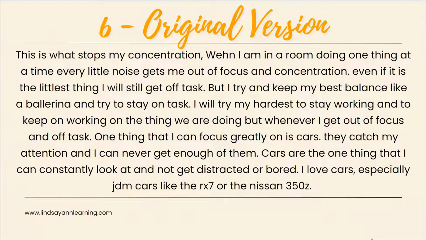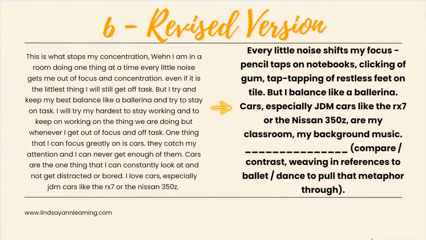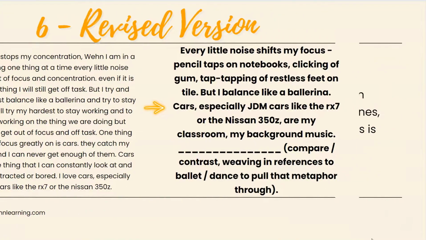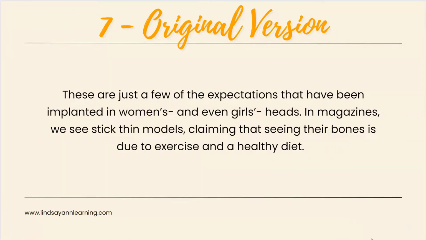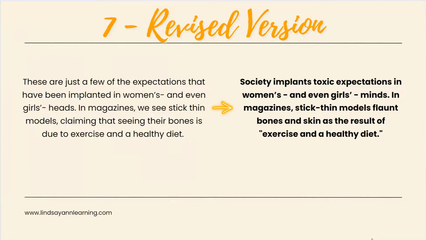Here is excerpt number 6, the original version, and the revised version of number 6. Again, here giving some suggestions in the end about how this writer could continue writing because this was the entirety of his draft. Here is excerpt number 7, original version, and then the revised version.